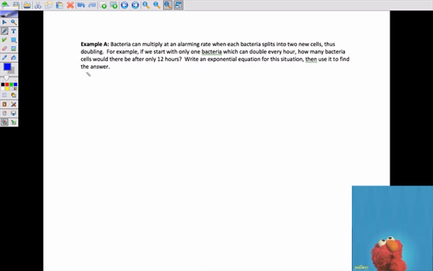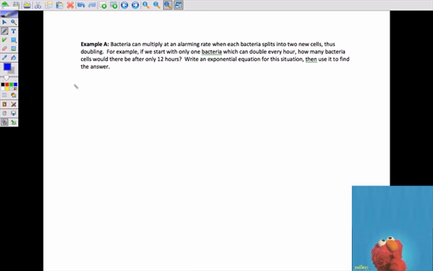Example A: bacteria can multiply at an alarming rate when each bacteria splits into 2 new cells, thus doubling. For example, if we start with only one bacteria, which can double every hour, how many bacteria cells would there be after only 12 hours? Write an exponential equation, then use it to find the answer.